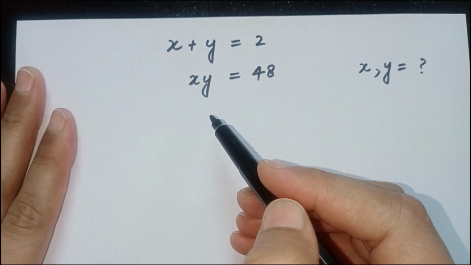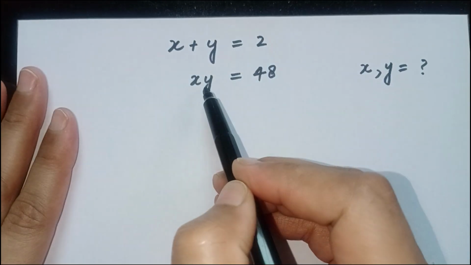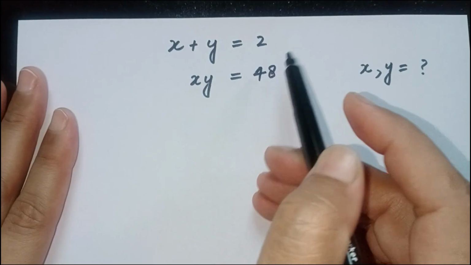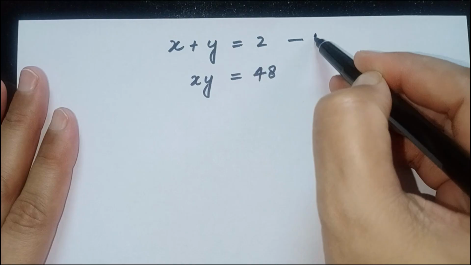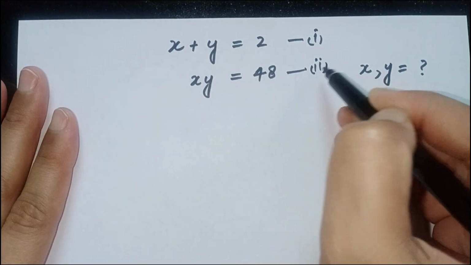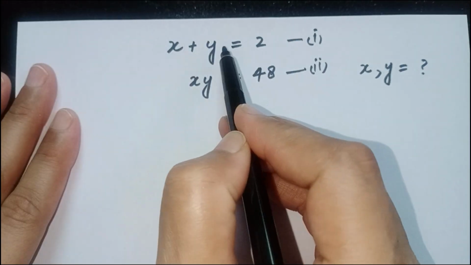Today I am here to solve another great problem, which is x plus y is equal to 2 and the product of xy is equal to 48, where x and y are unknown. To find out these values, first of all give names to these equations, equation 1, equation 2. So from equation 1 we can bring x to the other side.